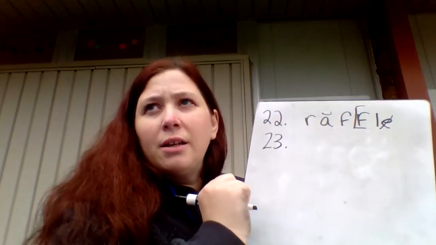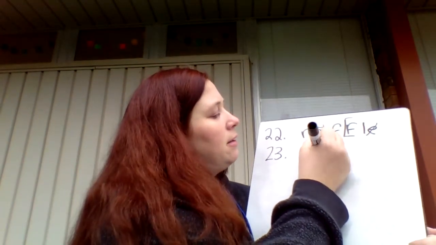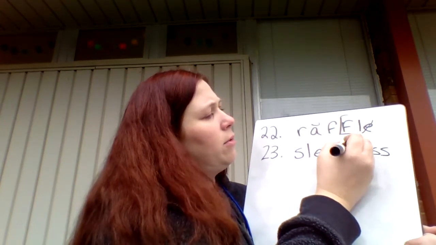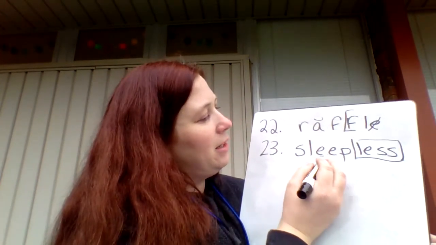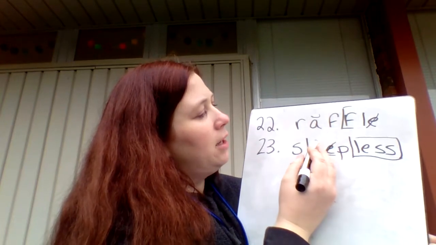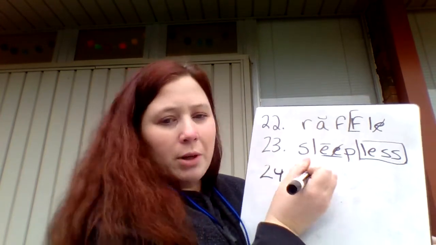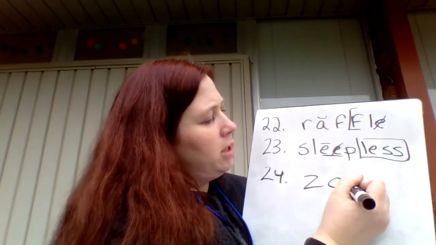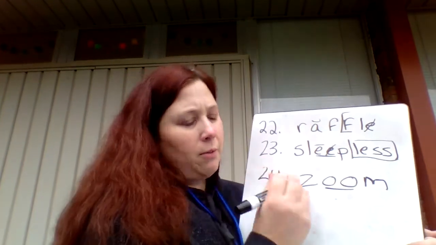23 is sleepless. We're going to box out the less, that's the suffix. And we have EE digraph here, we're going to cross off the E. E says its name. 24. We have zoom. We're just going to underline the OO digraph on that one.